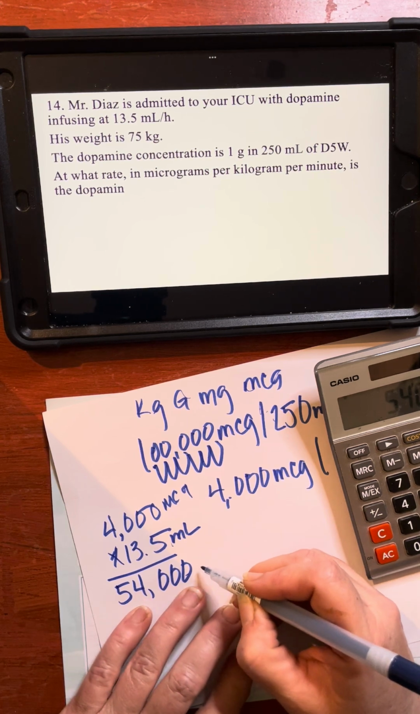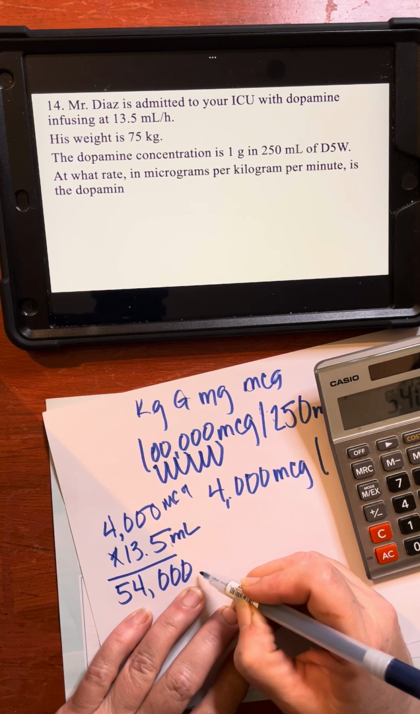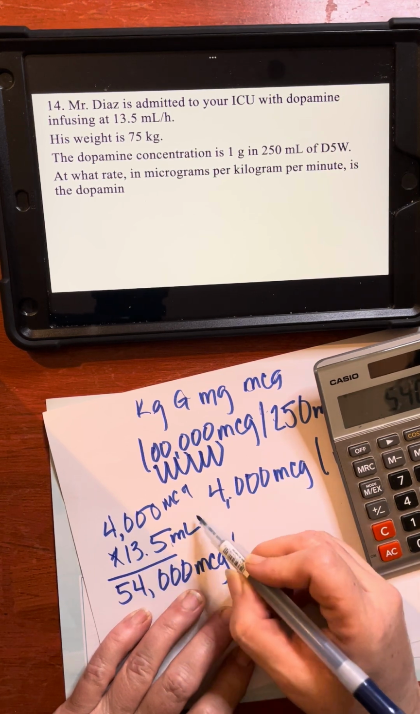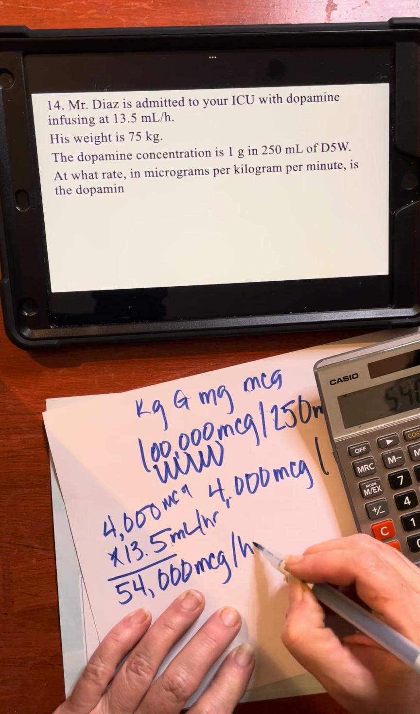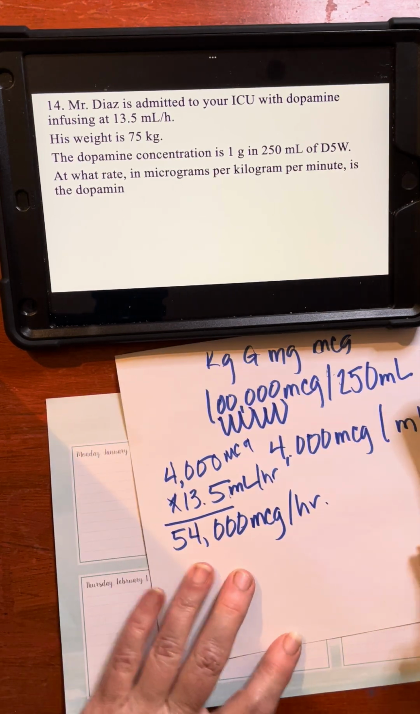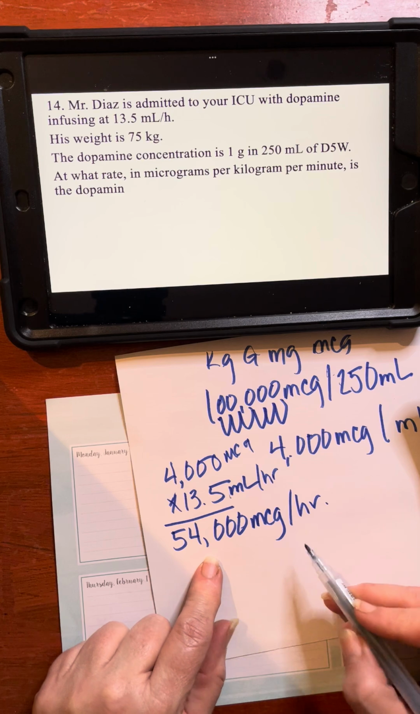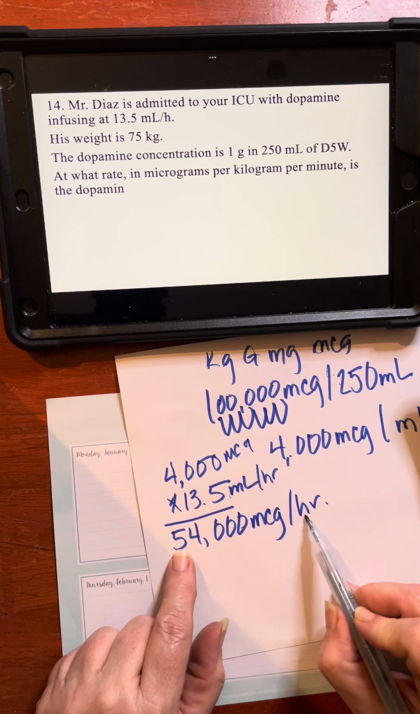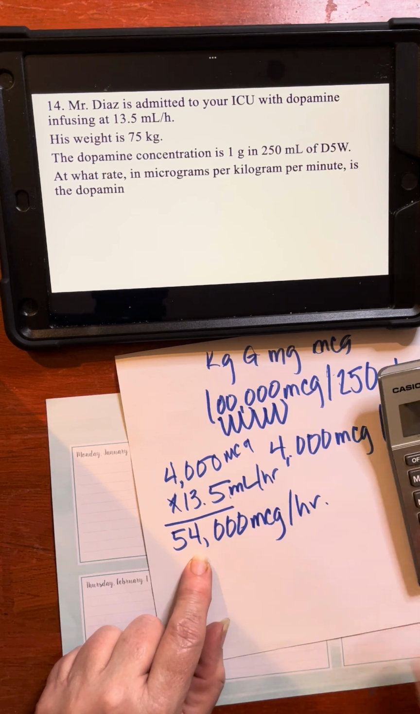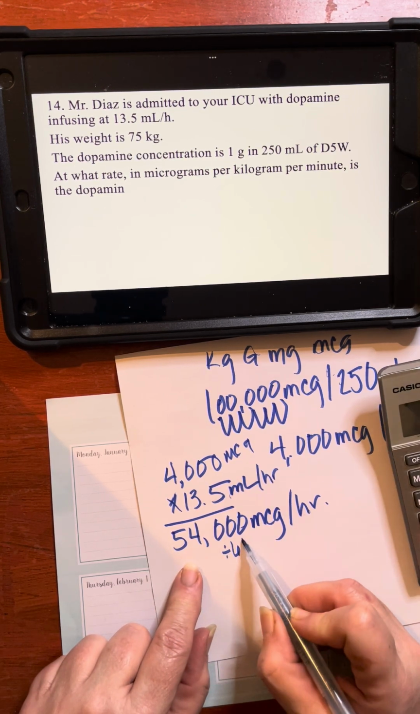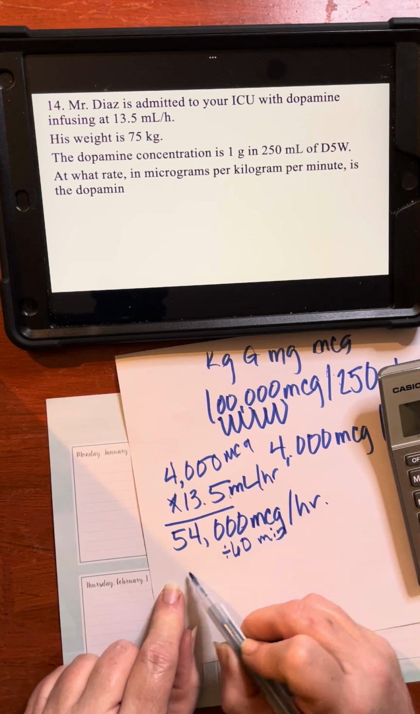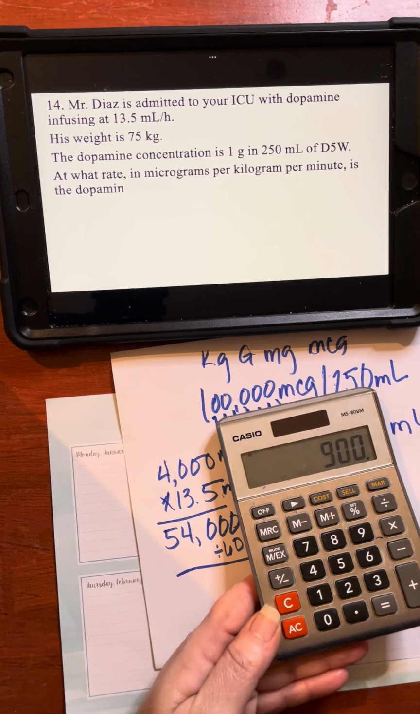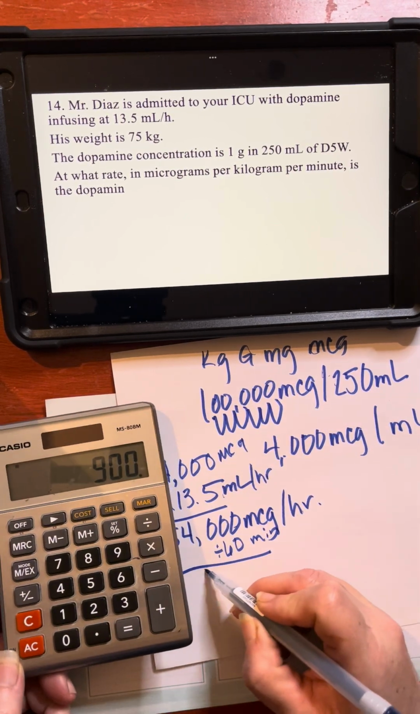And so now, this is 54,000 micrograms per hour, because it's going at milliliters per hour. All right? I know it's a big number, but you're big boys and girls. Okay. So this is per hour, but we need to know per minute. So you know what we're going to do? We're going to divide it by 60 minutes. Okay, so that divided by 60 is 900 micrograms per minute.